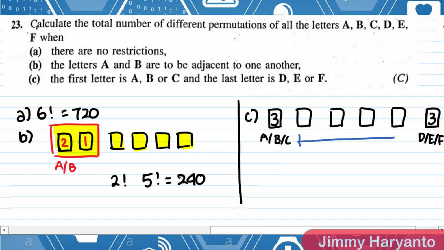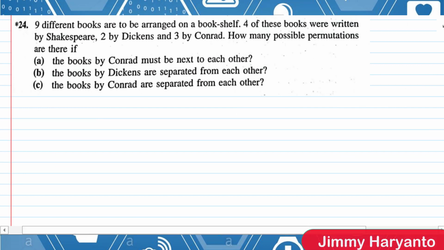And this one is no restriction, which means the remaining. We have 6 letters and we already took 2 for the first and the last position. So the rest will be 4, 4, 3, 2, 1. So 3 times 4 times 3 times 2 times 1 times 3 equals 216. Okay. And the last one is 24.